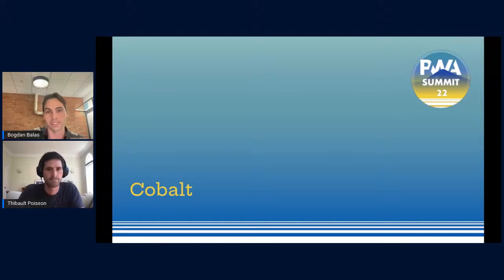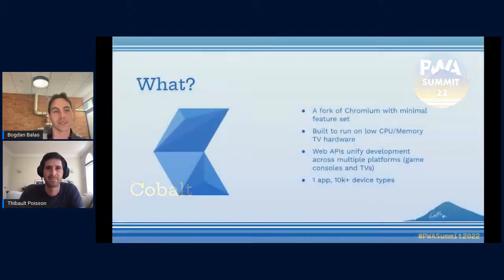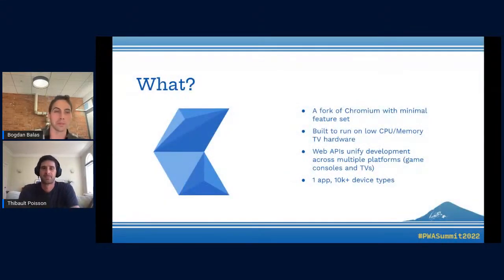Next slide. Yeah, so Cobalt is an open source fork of Chromium that has a very minimal feature set. It's missing certain HTML tags like text area, and some of the CSS APIs like Flexbox are not available.